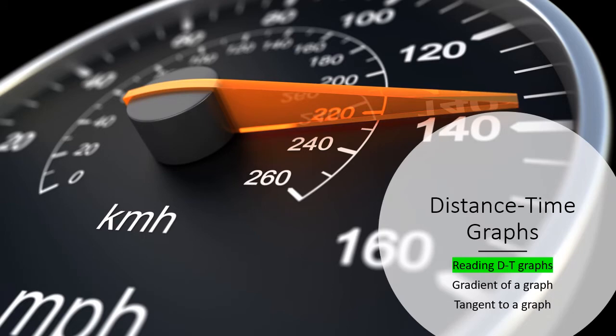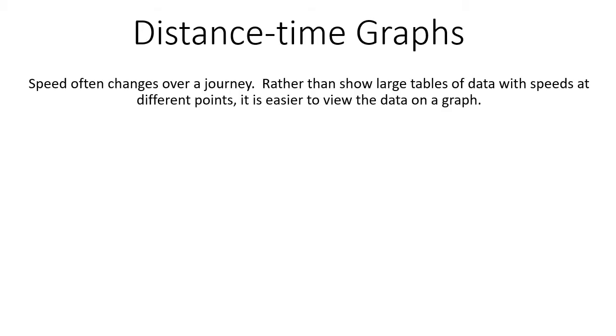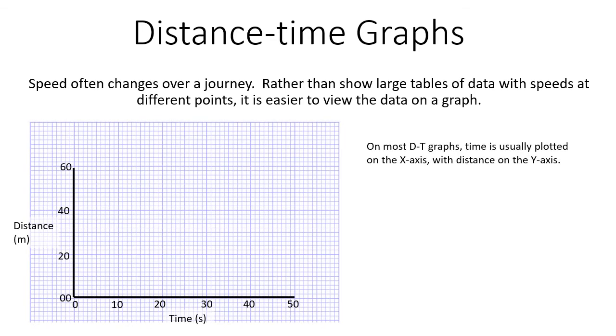Let's now look at how to read a distance-time graph. Speed often changes over a journey. Rather than show large tables of data with speeds at different points, it's easier to view this data on a graph. On most distance-time graphs, time is usually plotted on the x-axis, with distance on the y-axis.